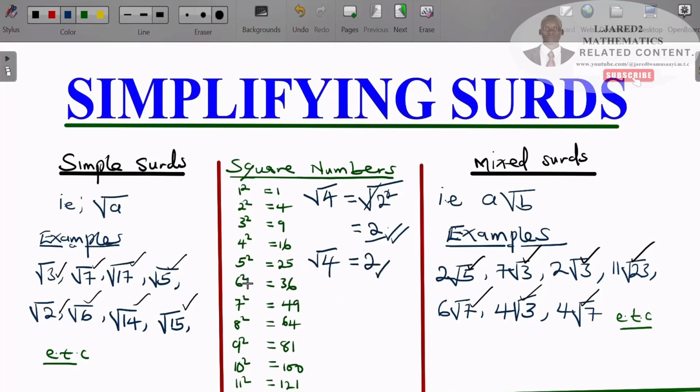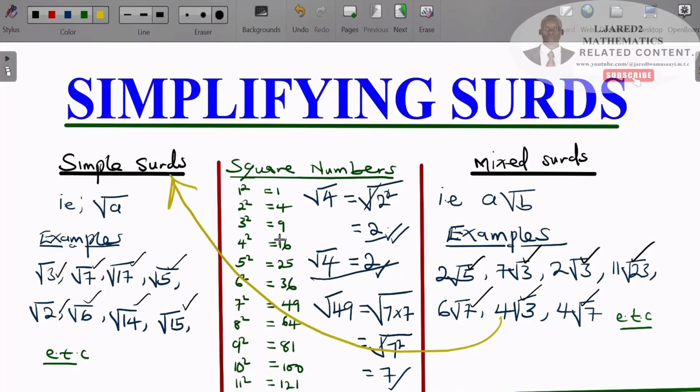Likewise for other square numbers, we can have one more. For example, the square root of 49 gives the square root of 7 multiplied by 7, which is the same as the square root of 7 squared, whereby the square root goes with the square and we remain with 7, which is a rational number and therefore not a Surd. So we are going to simplify Surds by changing the mixed Surds to simple Surds, and also from simple Surds to mixed Surds. That's what we are going to talk of in this presentation.